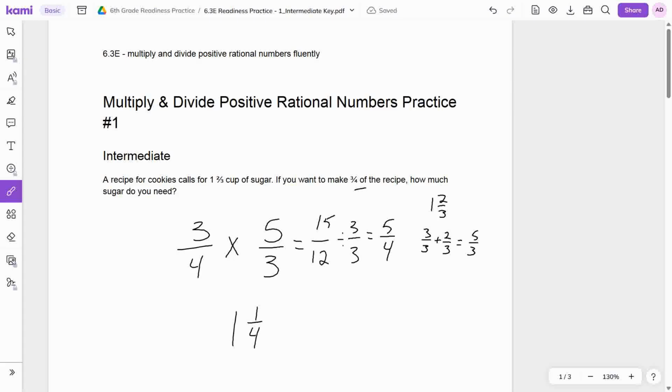Now, 1 1/4 is going to be less than 1 2/3. If we think of decimals, 1 1/4 is 1.25, and then 1 2/3 is 1.6 repeating. So we did end up making it a little bit smaller because we didn't take the full recipe. We only took 3/4 of the recipe, which means we took a smaller amount.